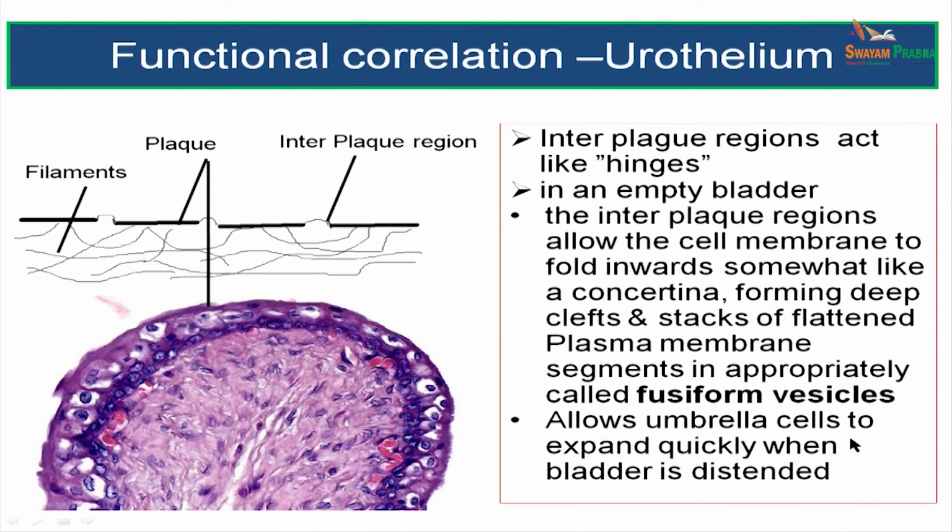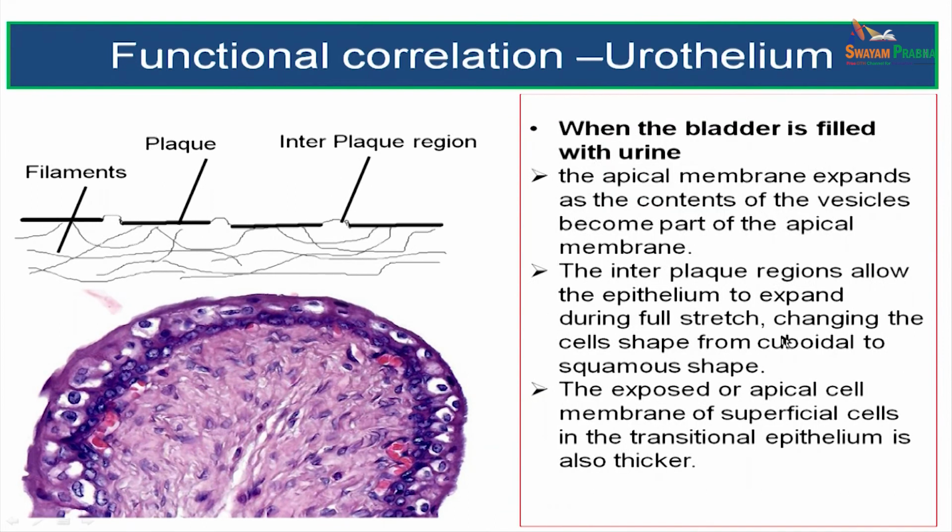So, this allows the umbrella cells to expand quickly when the bladder is distended. The plaques, interplaque region and the fusiform vesicles are seen in an empty bladder. What happens when the bladder is filled with urine? This apical plasma membrane is going to expand, and these stacks or piles of plasma membrane become part of the apical membrane. So, this interplaque region is going to allow the epithelium to expand to full stretch, changing the cell shape from cuboidal to squamous shape.